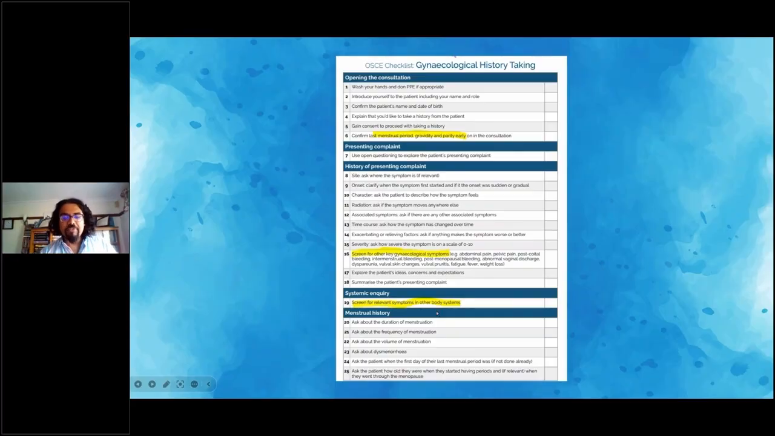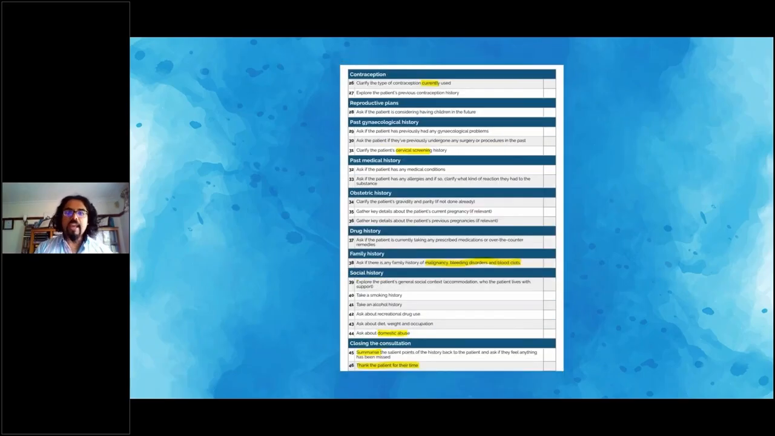Next, screening for relevant symptoms and other body symptoms. That's quite important as well. Here's a menstrual history, of course, for you to take. And again, the order of this is less important. It's more important that you get all of these things done. So contraception, reproductive plans, I thought that was a good one, particularly in a case where a couple is struggling to get pregnant, for example, or there's something else of concern that the patient might have.